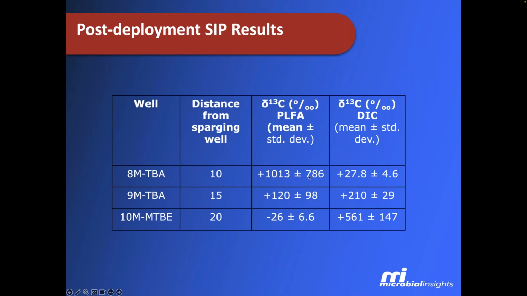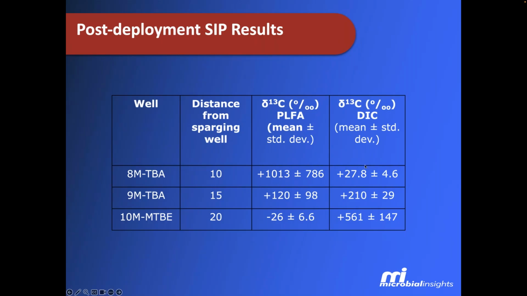So look at the closest well, for example, a well that received C13 TBA. We have huge positive values for the phospholipids, which means huge amounts of carbon-13 have been incorporated into biomass. How did that get there? Only one way it could possibly get there, and that is if the microorganisms present in that environment can and did degrade that TBA under actual aquifer conditions.